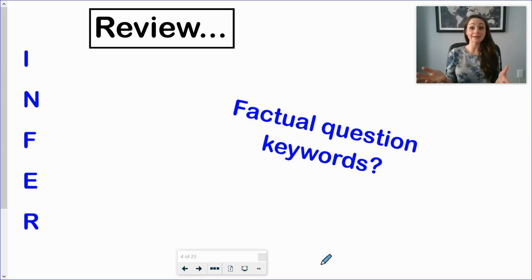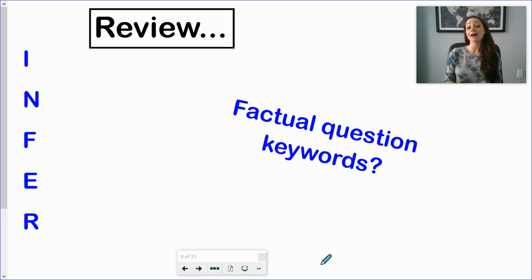Okay. So some really quick review before we get started. Hopefully the INFER mnemonic is becoming very familiar to you. I, interact with the passage and the questions. N, note what you know. F, find the clues. E, explore supporting details. And R, return to the questions.